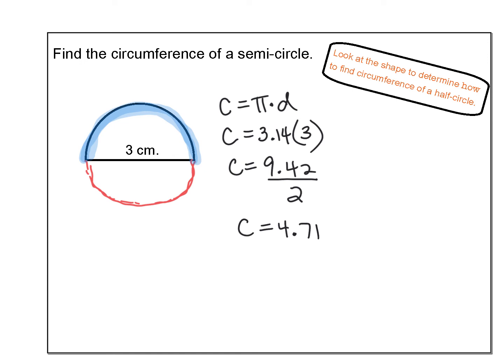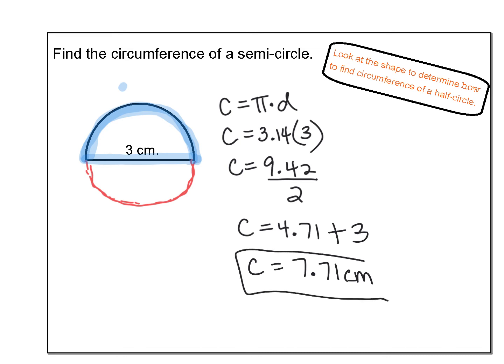So I still have to find and add in this part right here, the diameter, because otherwise my half circle is an arc and it's not a half circle at all. So I have to add back that diameter. So I'm going to add back 3 more. So 4.71 plus 3, my final amount is going to be 7.71 centimeters. So that is my final answer. So let's review what we did again with our formula.